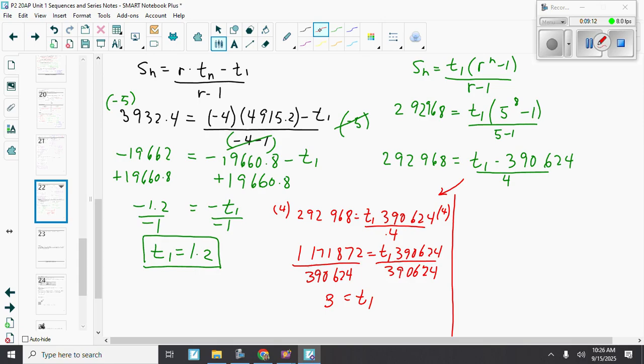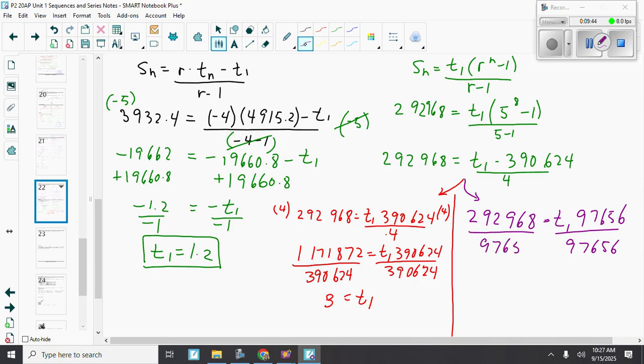Okay, the other option, don't forget that you could simplify this because this is being multiplied. You could take it to here. Do this, the 390,624 divided by 4. Simplify that first, okay, and get 97656. Okay, and then just divide by that. Okay, so they're both the same. So this one you're just getting rid of the division first.